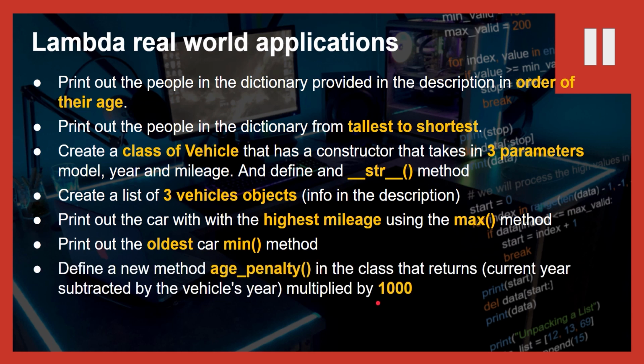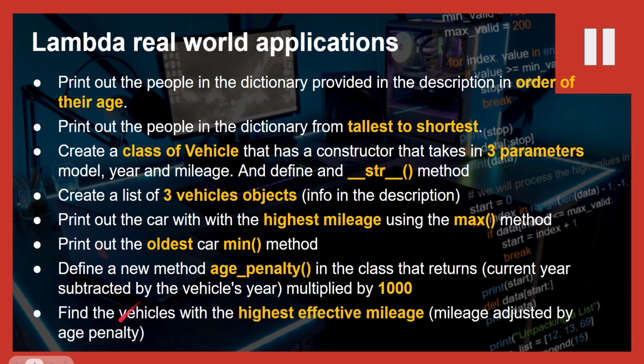Now, define a new method that is age_penalty in the class that returns the current year subtracted by the vehicle's year multiplied by 1000. Okay, sounds crazy, but you have to do it. And then find the vehicle with the highest effective mileage, which is the mileage adjusted by the age penalty.